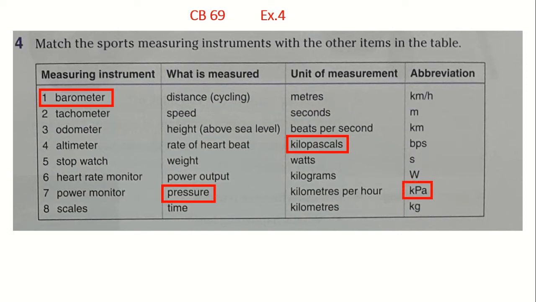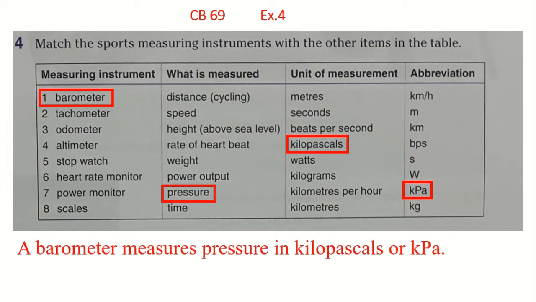Now, can you make a full sentence about barometer using these items? Of course, I think you should be able to. Very good. Think of a full sentence. Good. You can have a sentence like this. A barometer measures pressure in kilopascals or kPa. Of course, you can make full sentences in different ways. So think about other ways and share with us on Teams.